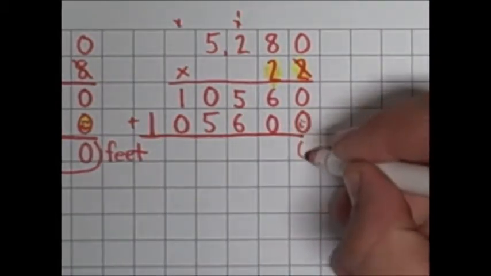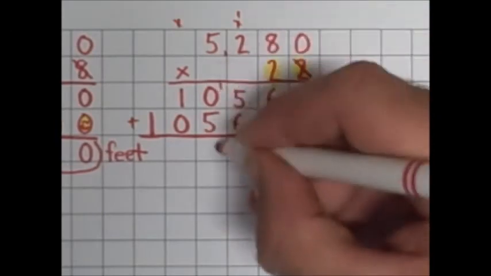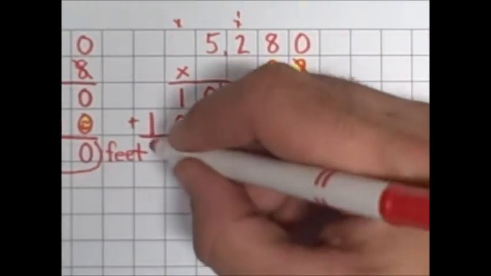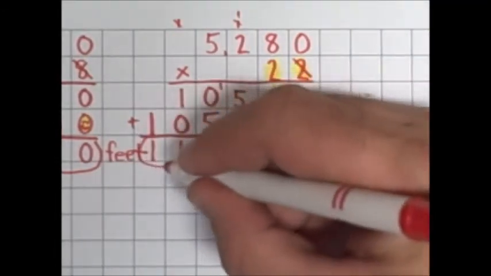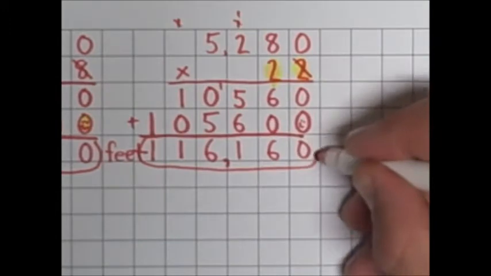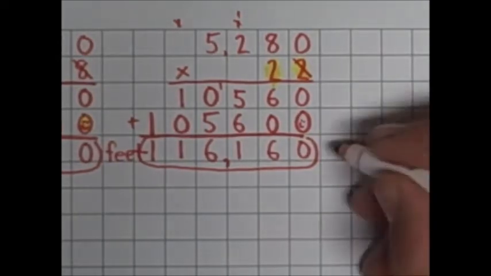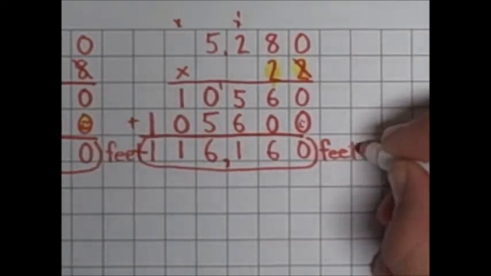Add together your two partial products. This is a big answer. Amanda ran 116,160. Circle your answer. Don't forget your label. Feet.